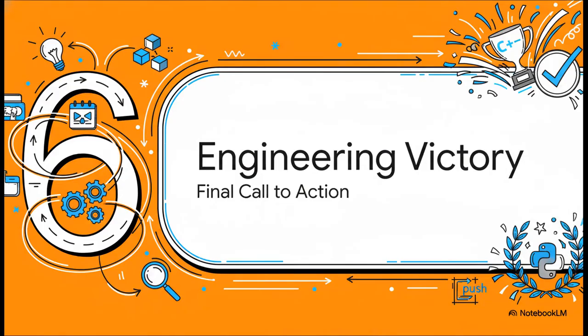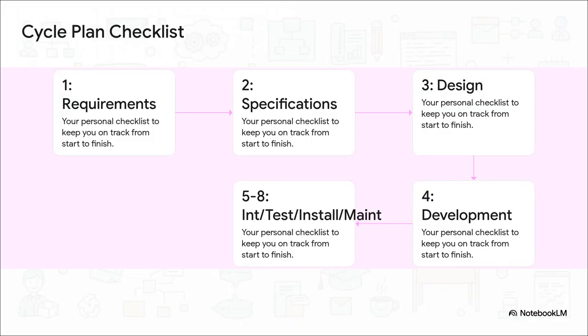And there you have it. We have walked the entire roadmap, all the way from a simple task to a fully engineered, tested, and documented solution. Now it's time to put it all together and go claim your engineering victory. So here it is, your final and most important action item. Open your logbook. Right now, create a brand new page and call it Cycle Plan. Now, write down these 8 phases just like a checklist.